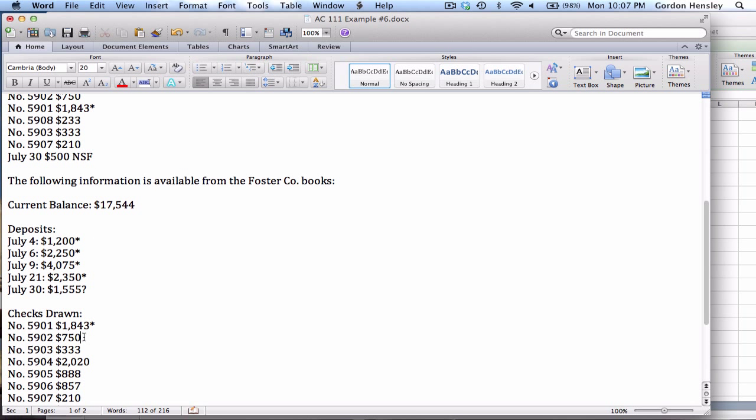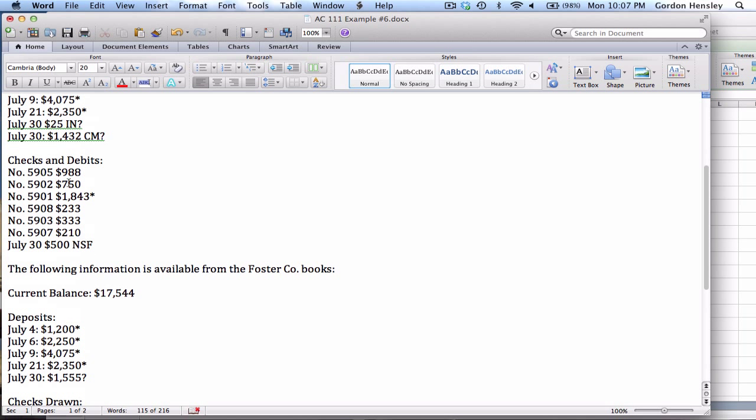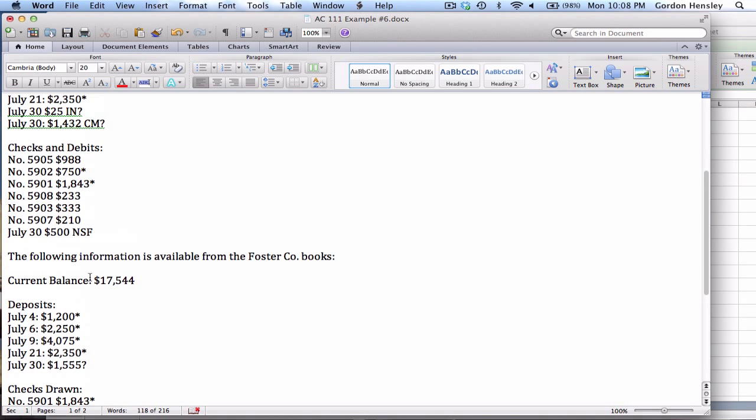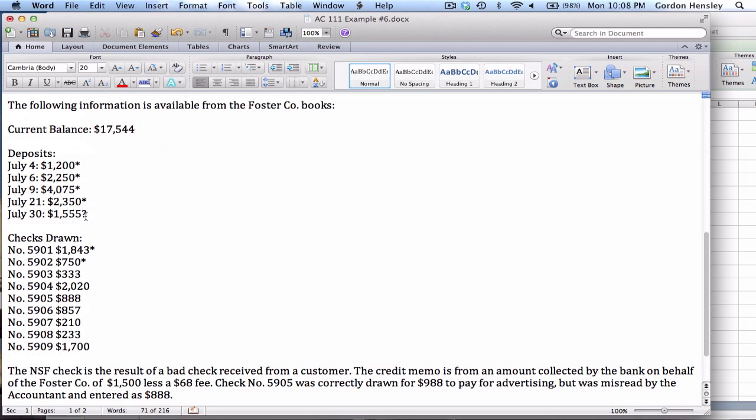Then I see a check that I wrote, number 5,902 for 750. I go back up here, I see check number 5,902, 750. So that matches up. So any of these that match up, that's a good thing because that means I don't have to worry about it. Then I see a check number 5,903 for 333. And there's 5,903 for 333. And as I check these, it's good to not only check the check number, but also the amount. I do want to check both of those.